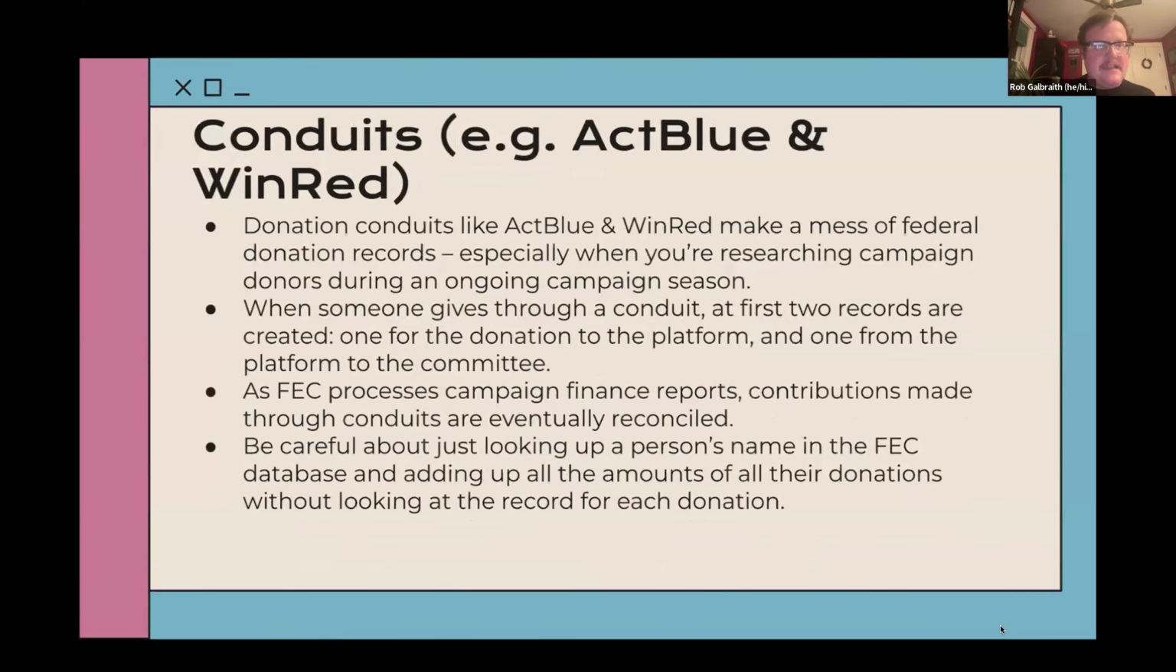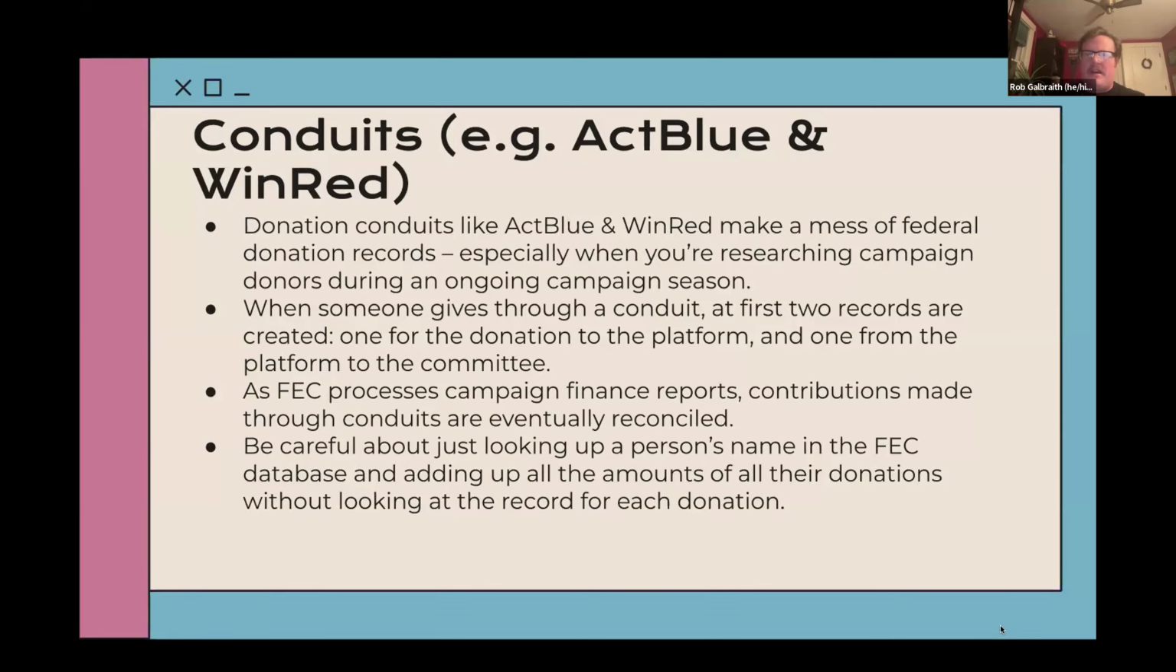We can go on to the next slide, please. This one is something that I don't currently have a great solution for. If there are any researchers who have experience with this in the chat and you have a great fix for it, I would definitely be psyched to see what that is. But the next challenge I'm going to talk about is donations coming through conduits like ActBlue or WinRed.